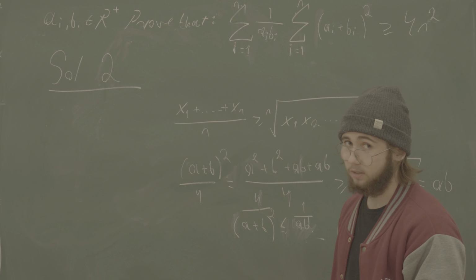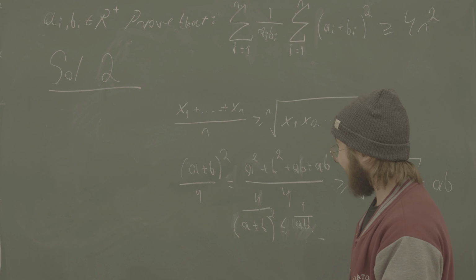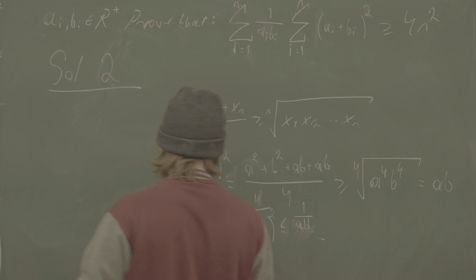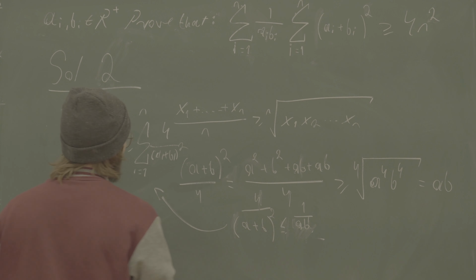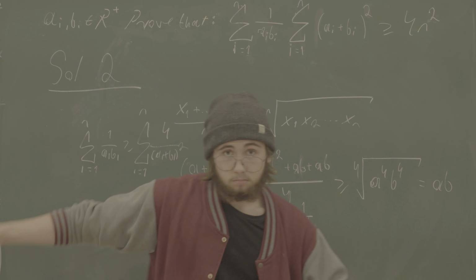What we actually get from this is that the sum from i equal to 1 up to n of 1 over a_i b_i is greater than or equal to the sum from i equal to 1 up to n of 4 divided by (a_i plus b_i) everything squared right there.